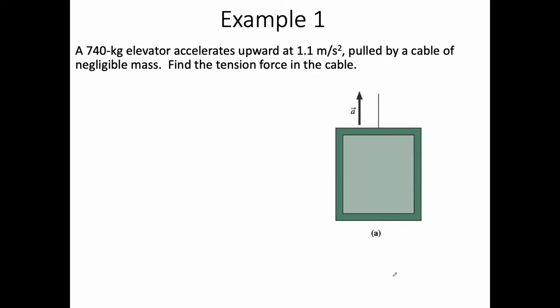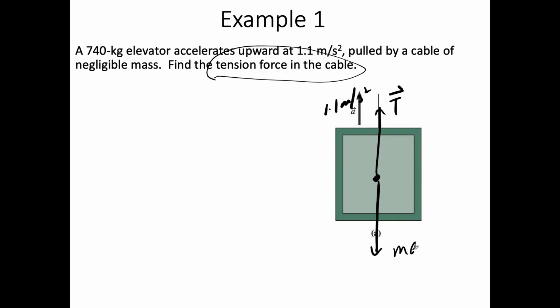This time we have an elevator, and this elevator is pulled up by a cable. It's going up with acceleration equals 1.1 meter per second squared. We want to find the tension in the cable. So let's draw our free body diagram. You have tension pointing up, weight mg pointing down, and there's no force in the x direction. Those are all the forces in the y direction.